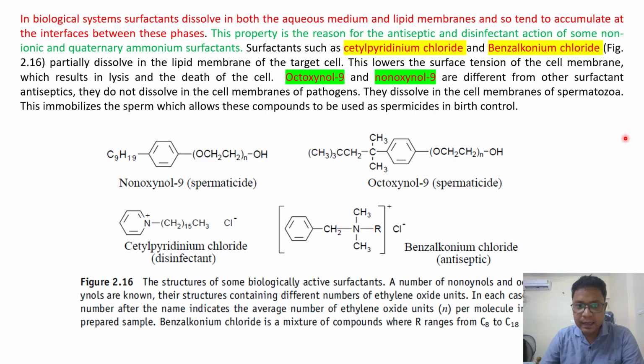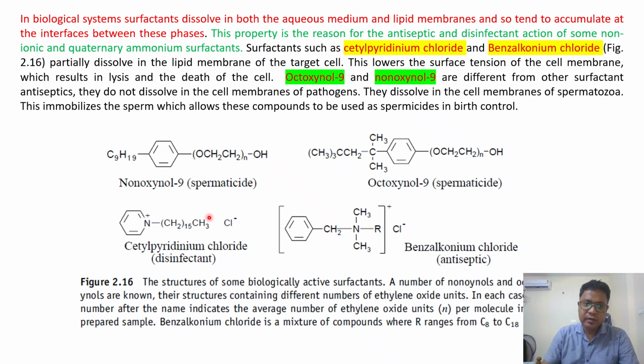Let us give some examples of how disinfectants or antiseptics work. You can see octoxynol 9 here, and nonoxynol 9 here, which are different forms of surfactant antiseptics. They do not dissolve in the cell membrane of pathogens. They dissolve in the cell membrane of spermatozoa. This immobilizes the sperm, which allows this compound to be used as a spermicide in birth control.